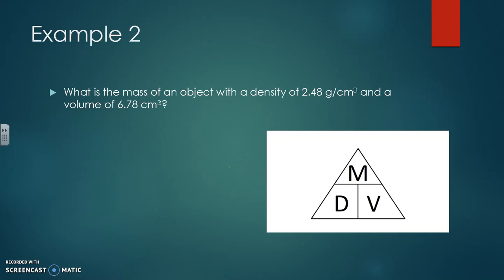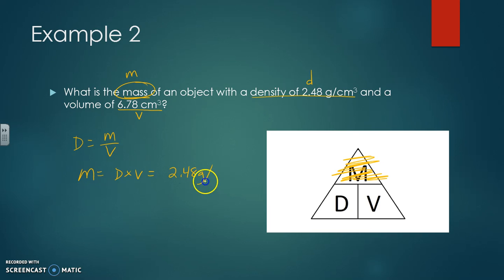What is the mass of an object? So we're looking for mass, with a density of 2.48 grams per centimeters cubed and a volume of 6.78 centimeters cubed. Okay, so we're looking for mass, so you can either do it this way and solve for the letter that you're looking for, or you can take this and cover up whatever you're looking for, and we're left with density times volume. So mass is equal to density times volume. It's going to be 2.48 grams per centimeters cubed times 6.78 centimeters cubed.